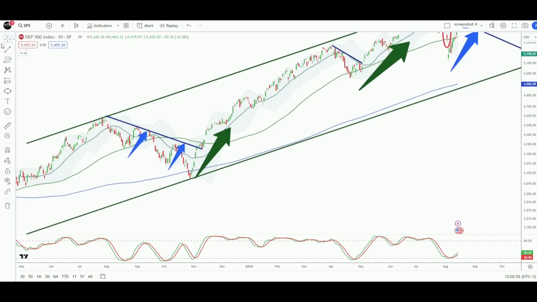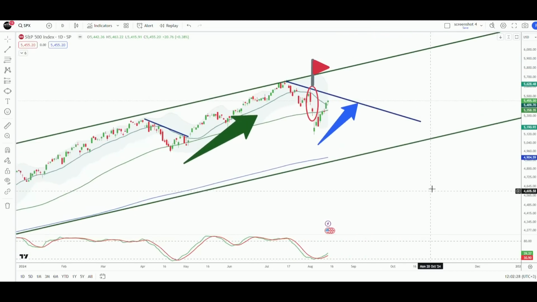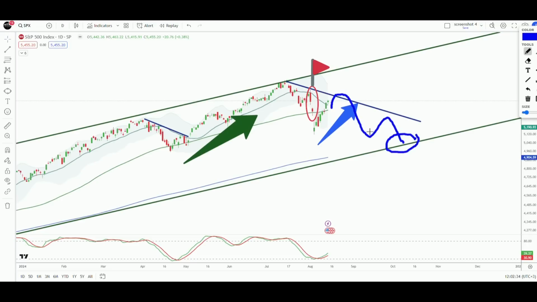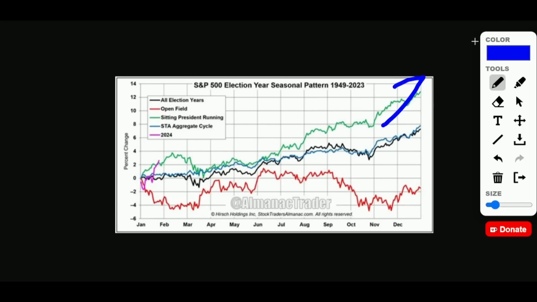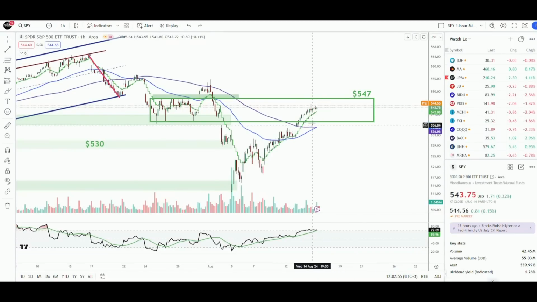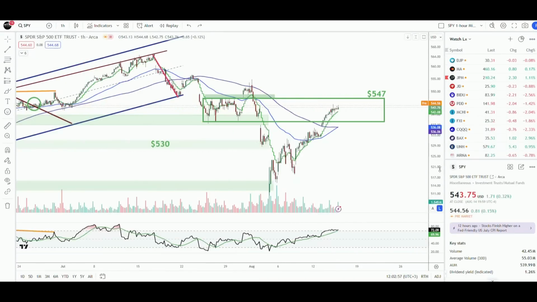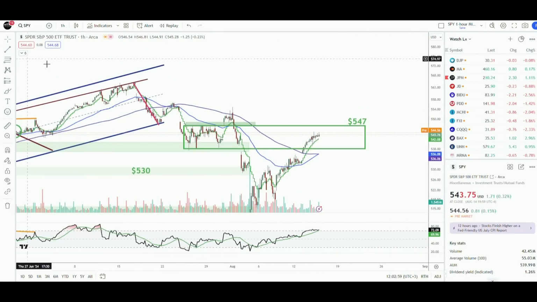And that's when I plan to take profit and position myself defensively for a move back down to tag the lower edge of this major trend line sometime in October before the election in November. After the election, the markets tend to be very seasonally bullish.